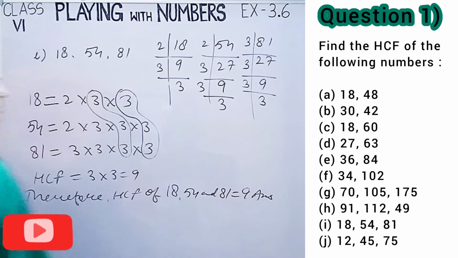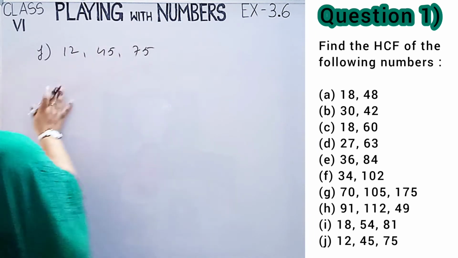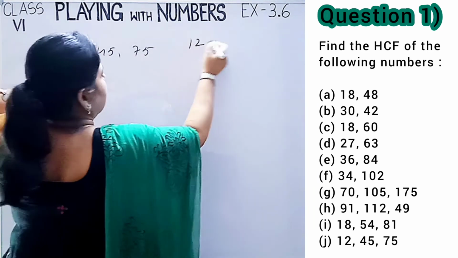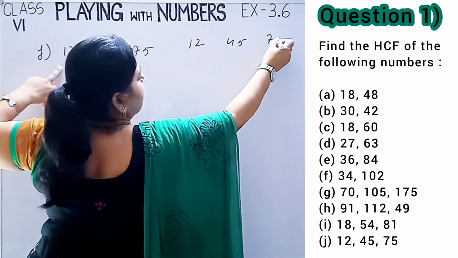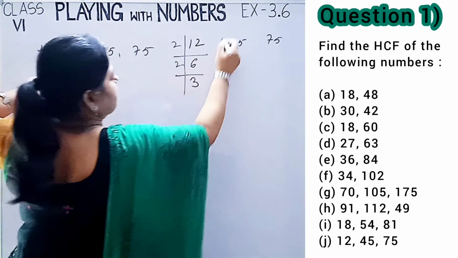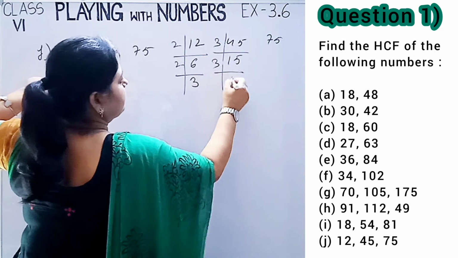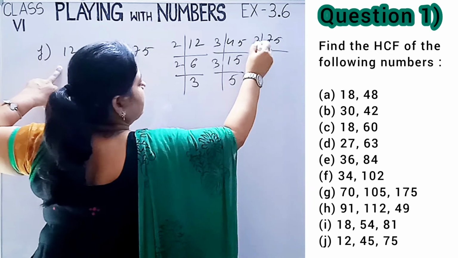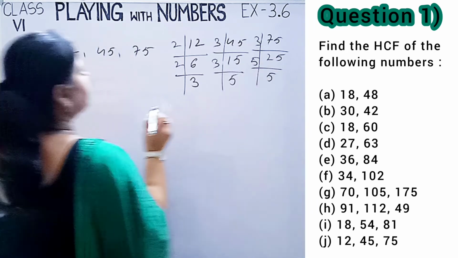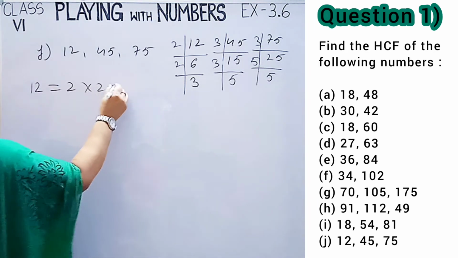Answer. J. 12, 45, 75. So let's do prime factorization of 12, 45 and 75. So 12, 45, 75. 2 6s are 12, 2 3s are 6. 3 1s are 3, 3 5s are 15, 3 5s are 15. 3 2s are 6, 3 5s are 15. 5 5s are 25. So prime factorization of 12 is equal to 2 into 2 into 3.